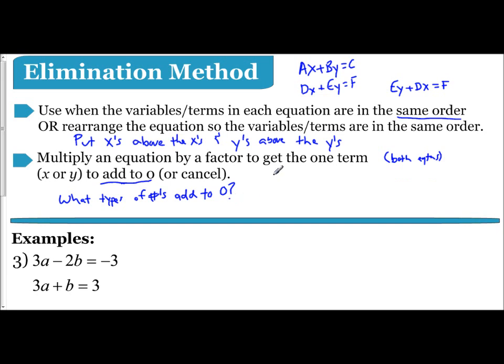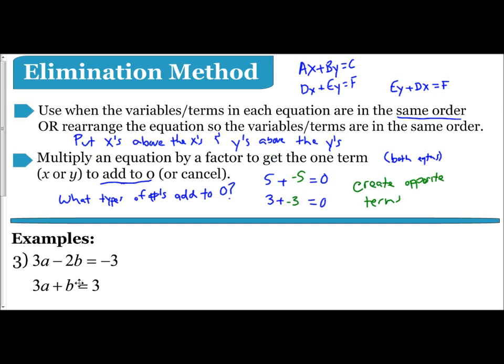Pick a number. If I were to have 5, what do I add to 5 to give me 0? And the answer here would be I'd have to add -5. If I were to have 3, what do I add to 3 to give me 0? It'd have to be -3. So the key when you multiply an equation by a factor to get one term out of the x or the y to add to 0, you want to create opposite terms. Opposite terms add to 0. 5 and -5 give you 0. 3 and -3 give you 0. So let's take a look.